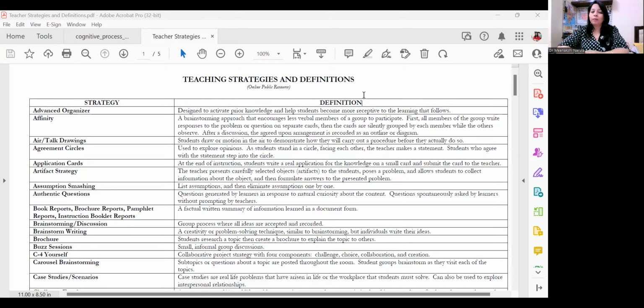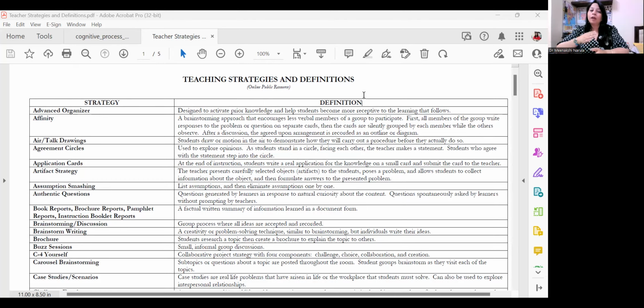Next is brainstorming and discussion, group processes where all ideas are accepted and recorded. So when they are brainstorming, when they are discussing something in the group, ask them to jot down their ideas on a piece of paper so that the same can be recorded and later on referred to.